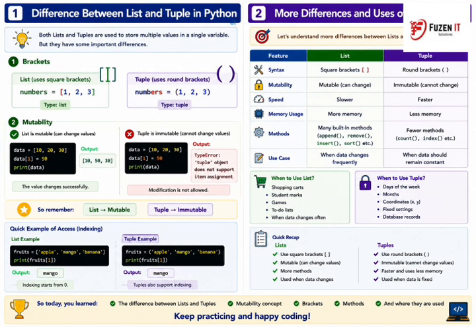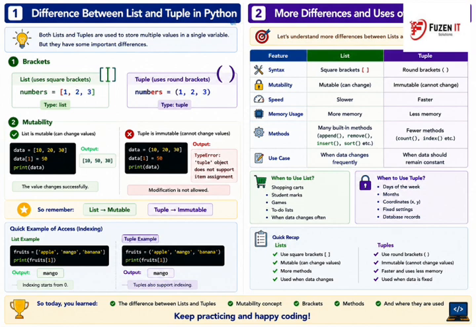Example of a list: data equals 10, 20 and 30. Then data at index 1 equals 50, and the output will become 10, 50 and 30. The value changes successfully, but in tuples this modification is not allowed. So remember one thing: list equals mutable and tuple equals immutable.